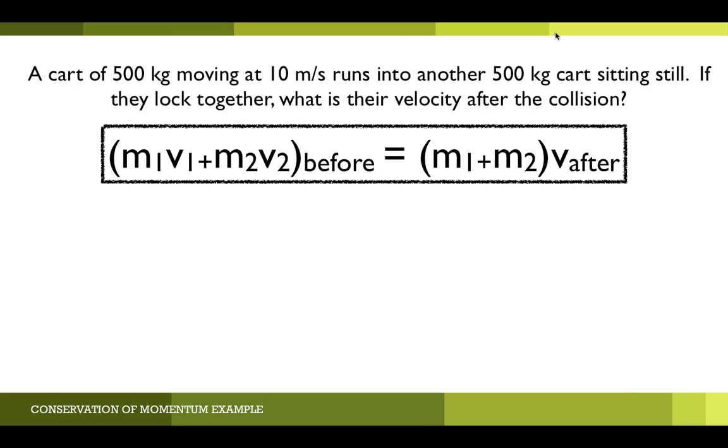So we have basically the same equation as before. The momentum of the first object plus the momentum of the second object before the collision is going to equal the total mass combined times the speed after the collision, so the momentum afterwards.